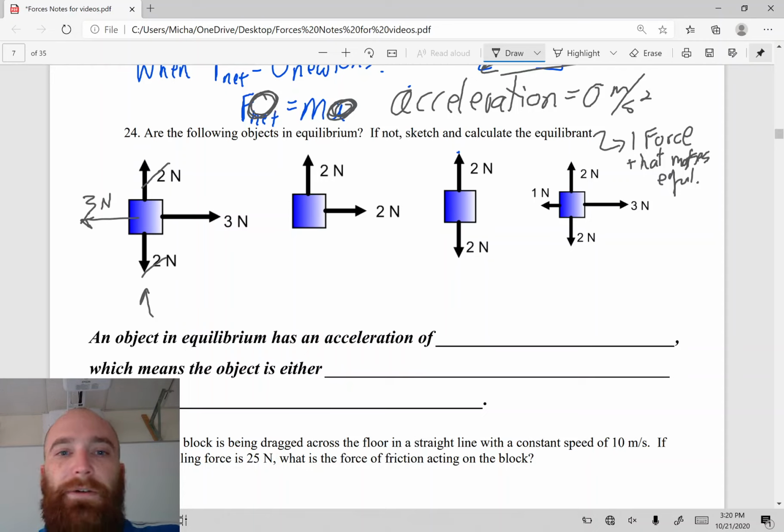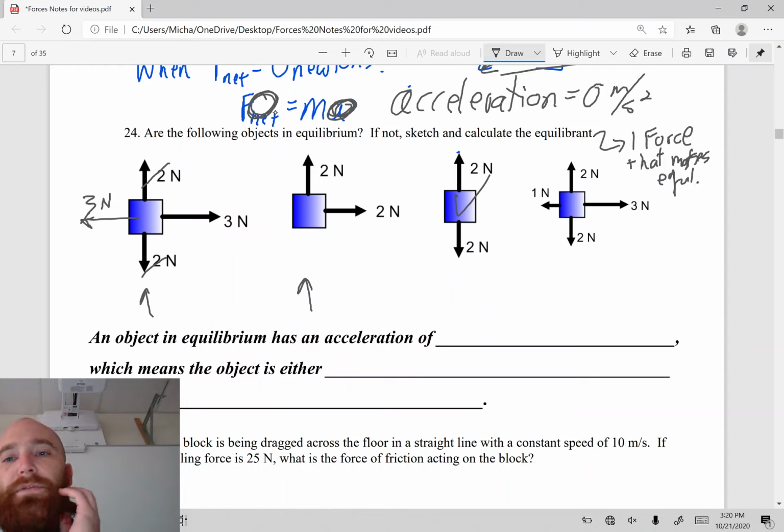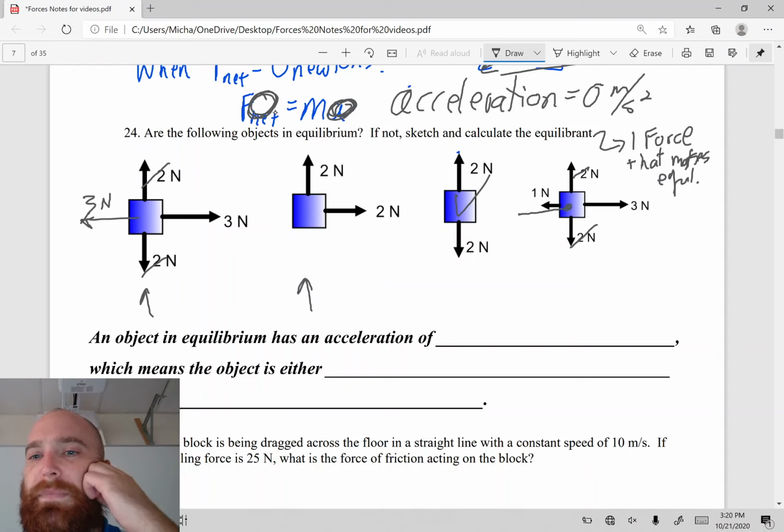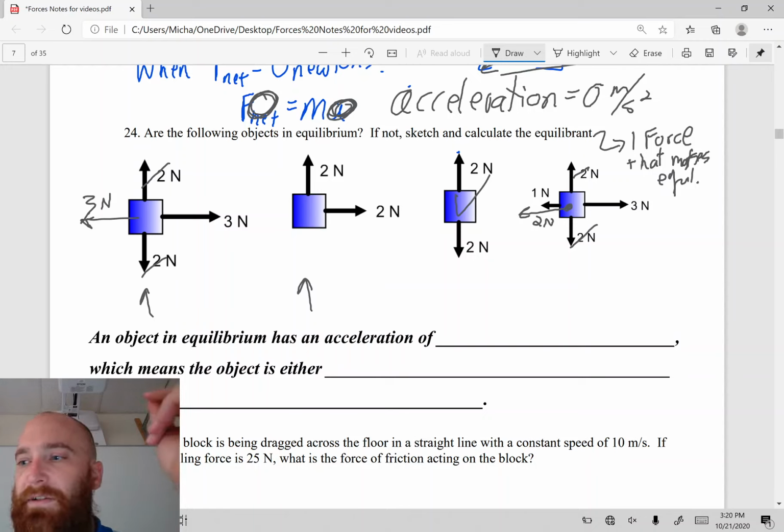We're all set. I want to do this one actually last. For this next one, is this an equilibrium? I think so. I gave it a check mark. 2 up, 2 down, those will cancel. All the way on the right, are these in equilibrium? Well, 2 up, 2 down will cancel. I like that. But I don't think 3 right and 1 left cancel. To put it into equilibrium, I'm going to give it another 2 newtons to the left. Now you see how we have 3 each way? Those will cancel. We're now in equilibrium. It'll have no acceleration.